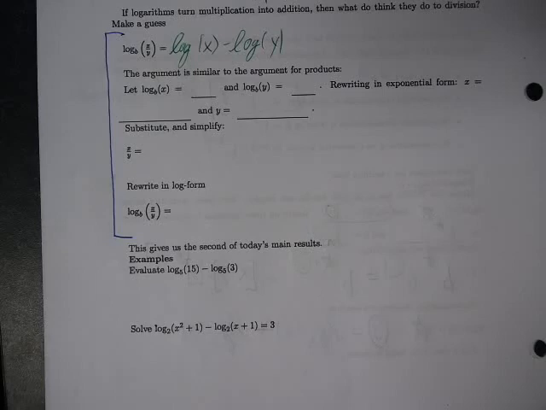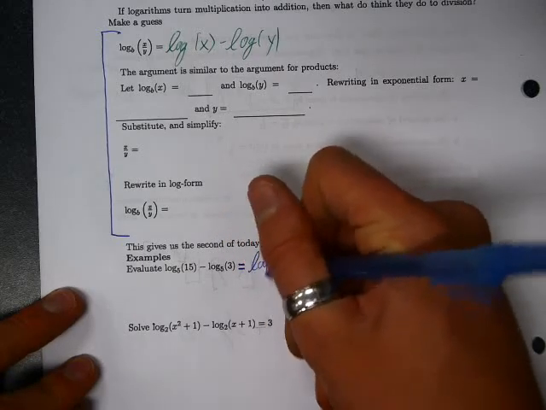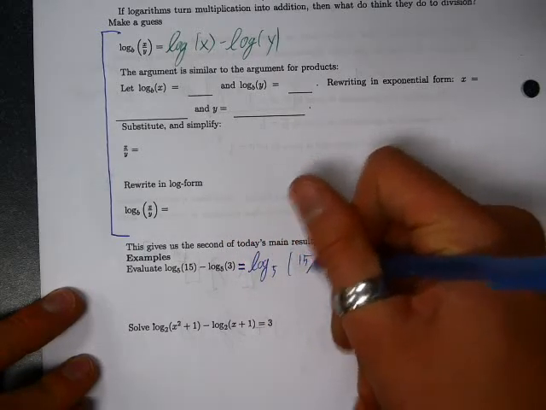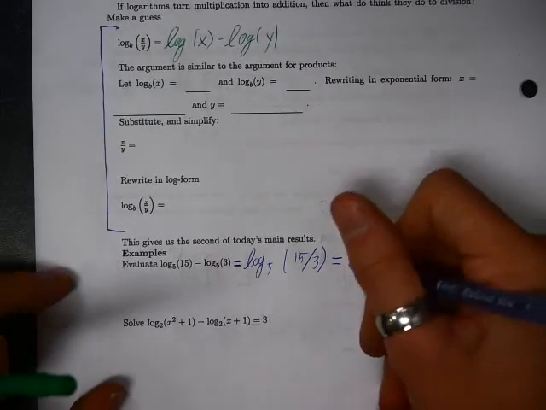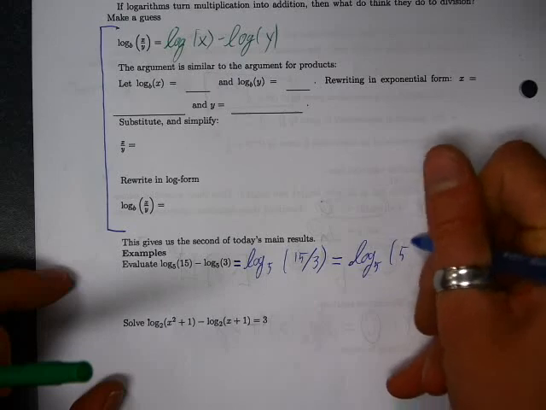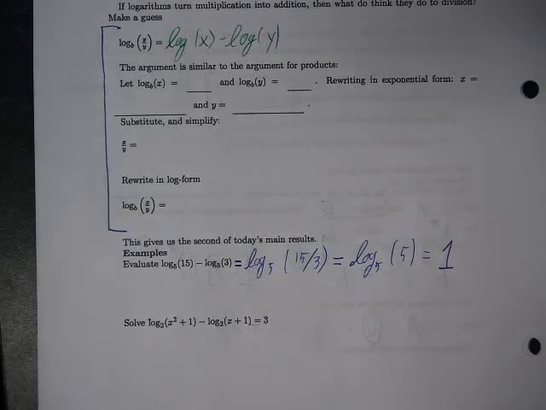But let's use this rule. Log base 5 of 15 minus the log base 5 of 3 should be the same thing as the log base 5 of 15 divided by 3. Oh, what's 15 divided by 3? 5. So this will be the log base 5 of 5. What's the log base 5 of 5? 1. Nice. So just like the rule for multiplication, you can use this rule, where subtraction goes to division, to compute a difference between two logs, even though you can't know what either of those logs are equal to.